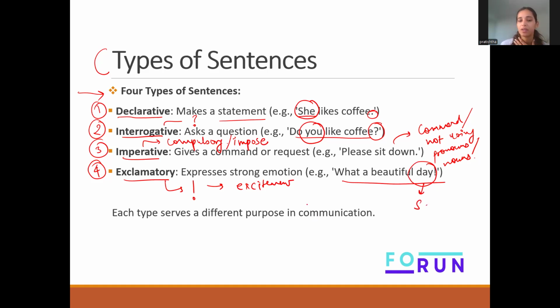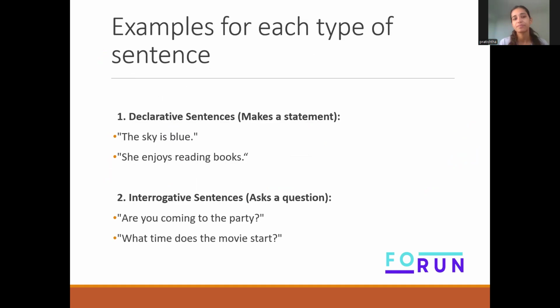What a wonderful day. Now, each of these sentences has its own, I would say, function in conversation, and each has its own tone. For example, an exclamatory sentence is going to have a very happy and boisterous tone, right? What a beautiful day. Interrogative will have a question-related tone. For example, do you like coffee? So from my tone, you can understand that I'm asking a question, right? So every type of sentence has its own tone, and tones are really important, especially when you're practicing your speaking.